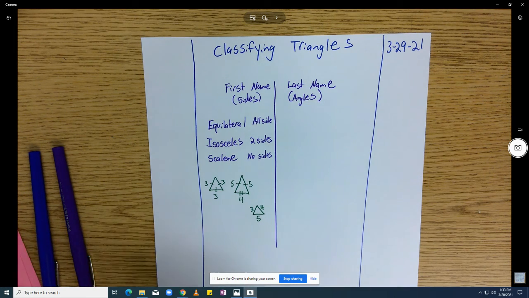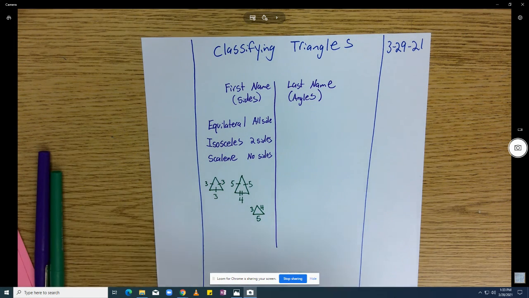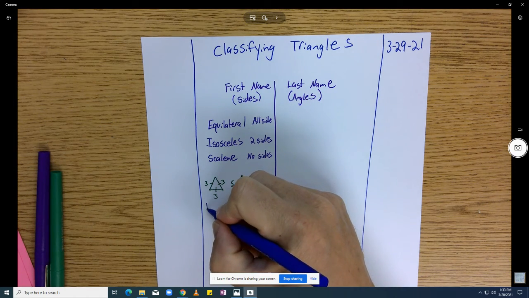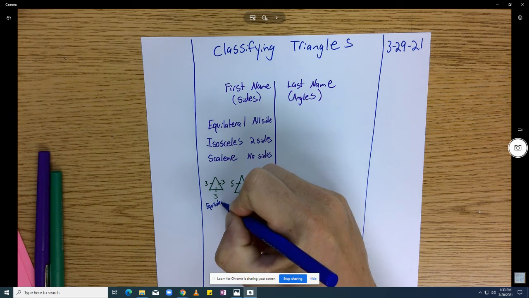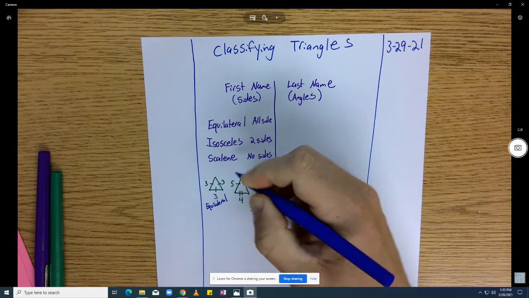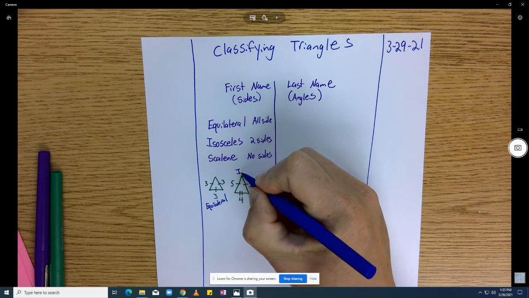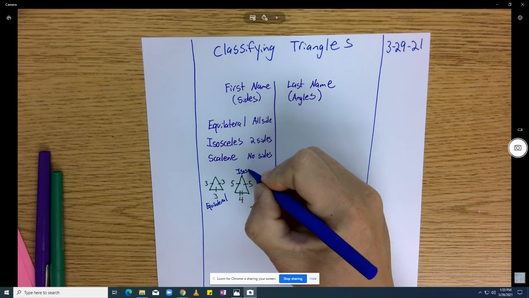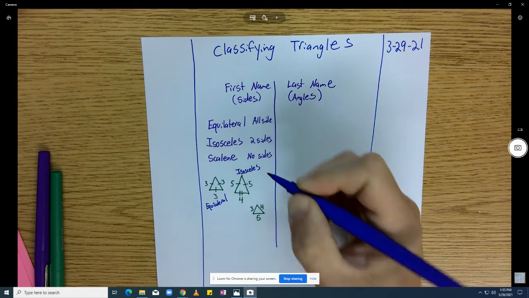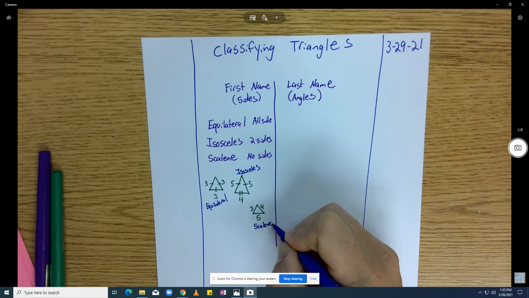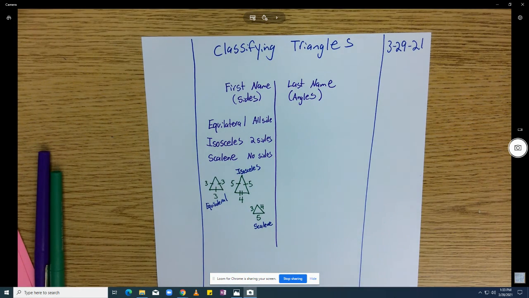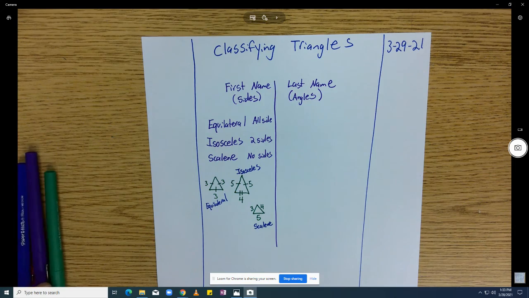Okay, let's label these quick, and then we'll go to the angles. So this one, remember, was equilateral, because they're all the same. This one's isosceles, and this one is scalene. All right, let's go for the angles now.